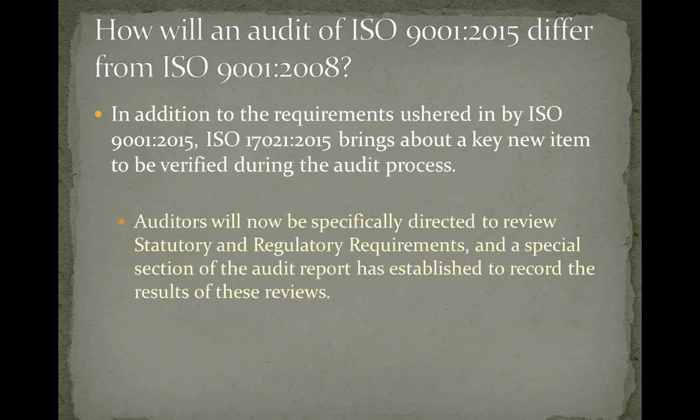Now, in addition to what's being ushered in by ISO 9001:2015, there is a new version of ISO 17021. This is a standard that Perry Johnson Registrars has to abide by. Those of you that are currently certified, you'll note on your certificates you might have an ANAB logo, you might have a UCAS logo. When they come to visit PJR, we have to uphold the requirements of ISO 17021. And one of the things that 17021 is requiring us to do is assess statutory and regulatory requirements. And accordingly, we've added a special section to the audit report to record the results of those reviews.